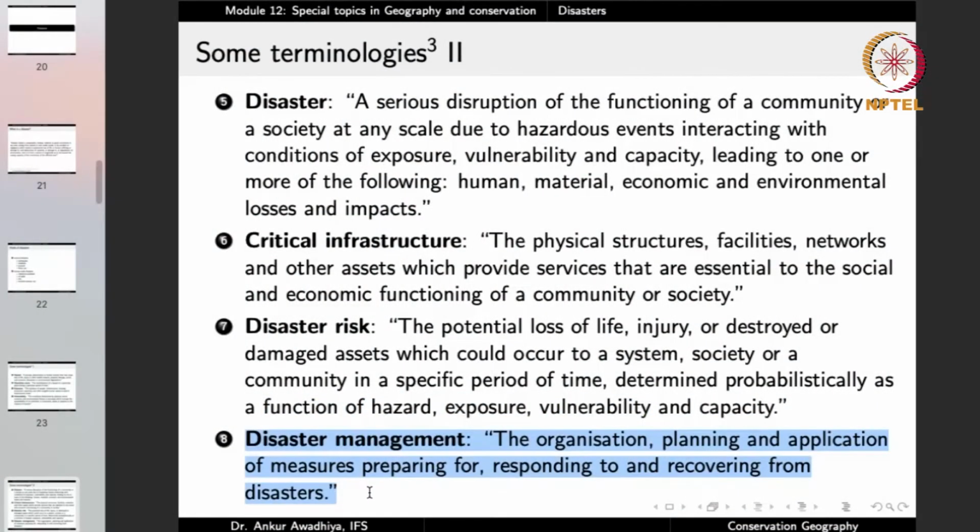And we can work on disaster management, the organization, planning, and application of measures preparing for, responding to, and recovering from disasters. Once you have computed the disaster risk, you can prepare for these disasters. So before there is a disaster, you can prepare for the disaster. Once the disaster has happened, you can respond to the disaster. You can try to reduce the loss of life and property. And after the disaster, you can try to recover from the disaster. And a combination of all of these, the organization, planning, and application of measures that are for preparation, response, or recovery from the disasters, are known as disaster management.